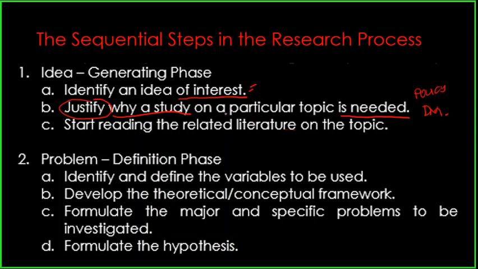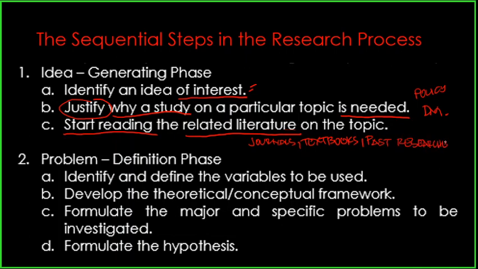Now, once you have identified an idea of interest, and then you were able to justify the need for a research, you start reading the related literature on the topic. Now, when we say related literature, this could pertain to journals, textbooks, and especially past researches that are related to your topic.